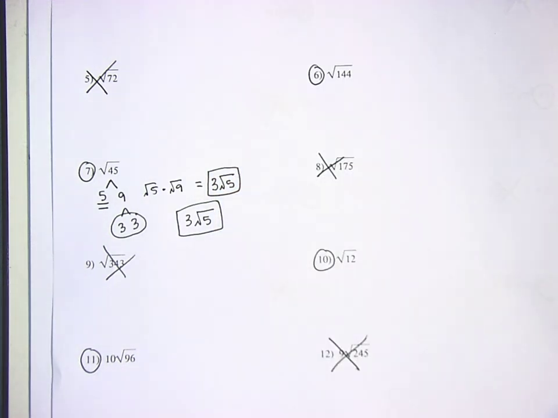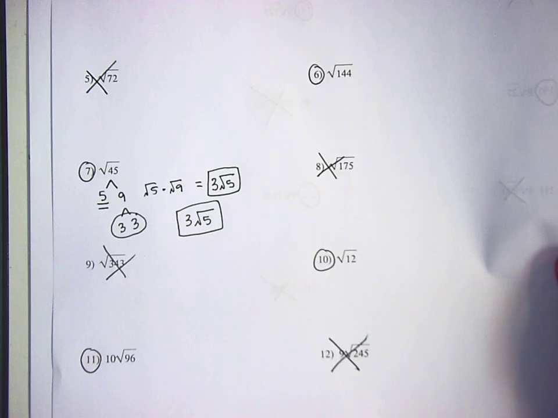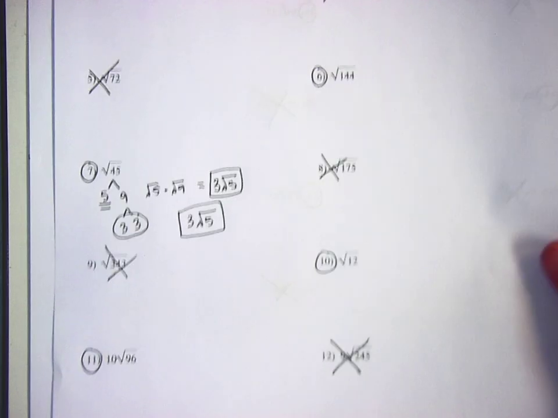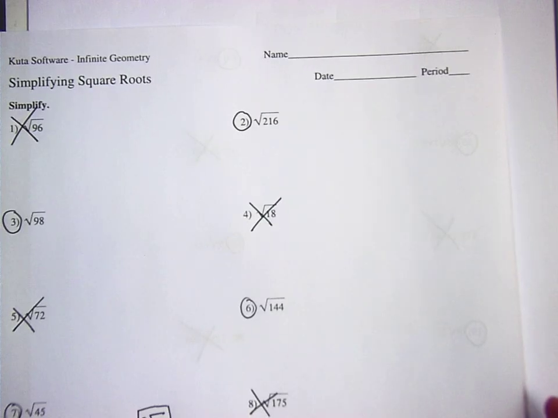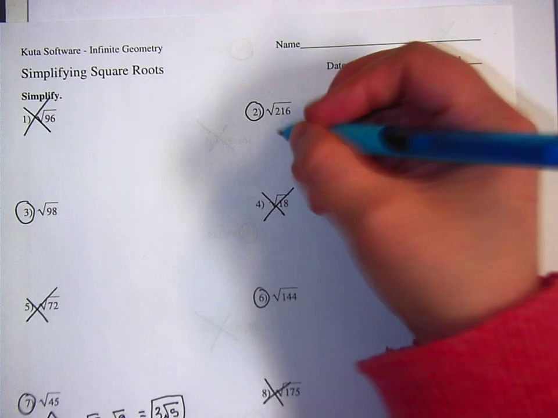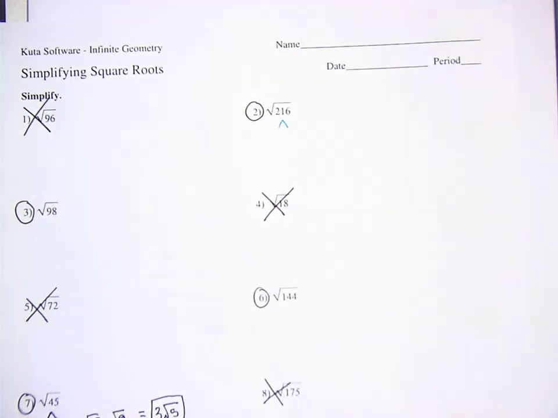So make sure that you're checking your work with a calculator. We're going to try again. Let's try this 216. That one's going to be more complicated. Okay, so what goes into 216? Let's say that you have no idea what goes into 216.